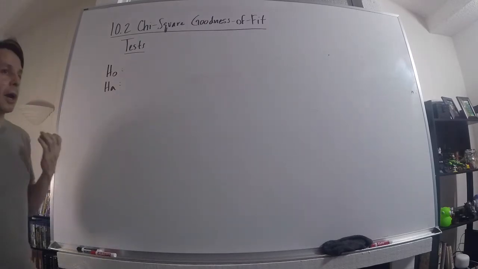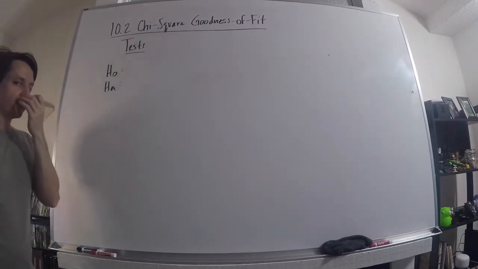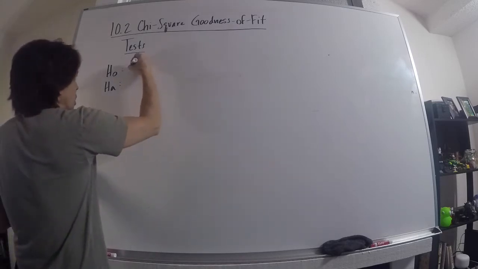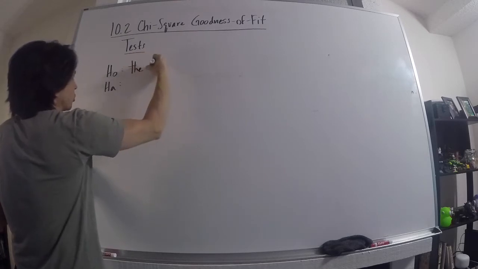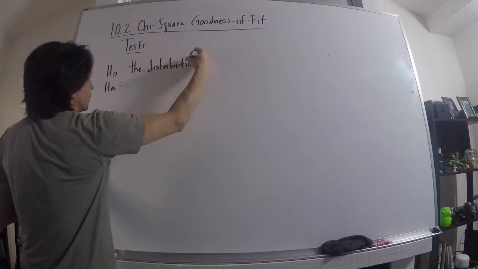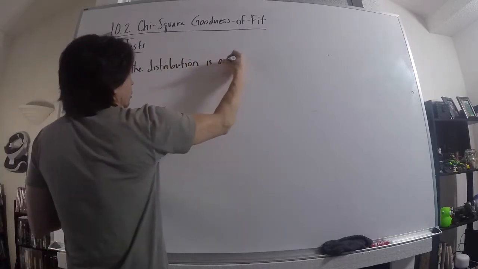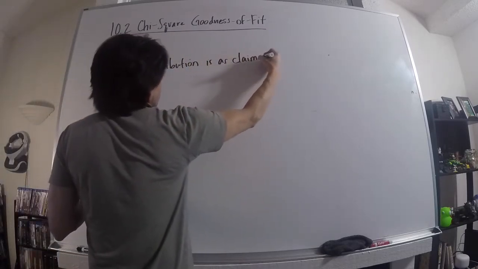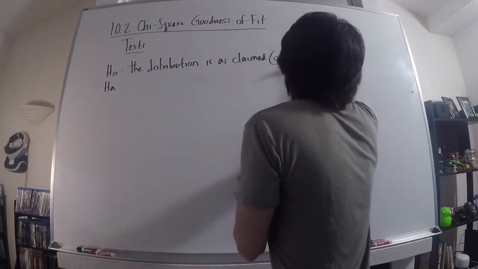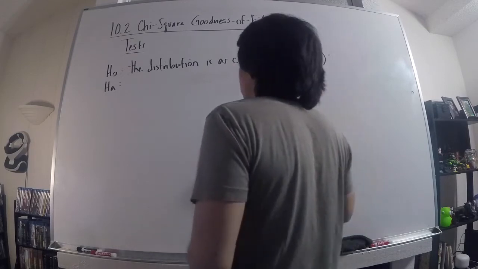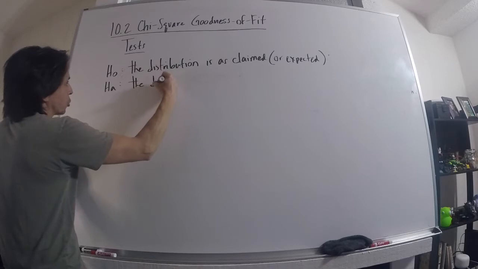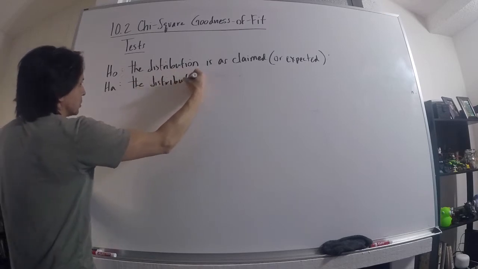But instead of a parameter equaling, less than, or greater than, it's more of a concept, and you can write it out as a phrase. The generic version of it is: the null is the distribution is as claimed or expected, and the alternative is the distribution is not as claimed.